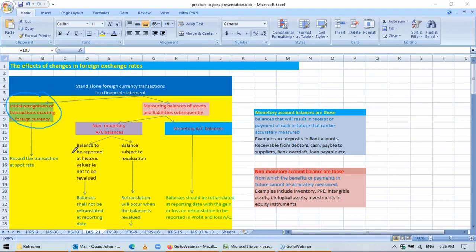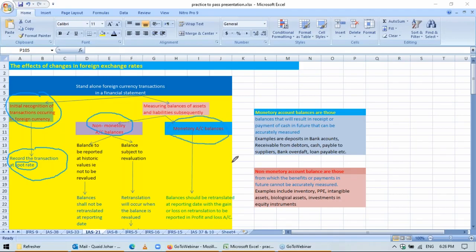It says that when the transaction occurs, you will have to convert the foreign currency transaction into the reporting currency using the spot rate. Spot rate means the rate prevailing on the date of transaction. So you will convert it at the spot rate. Now what happens in future? The future depends on two types of balances. One is in purple, the non-monetary account balances, and one is in blue, monetary account balances, right?